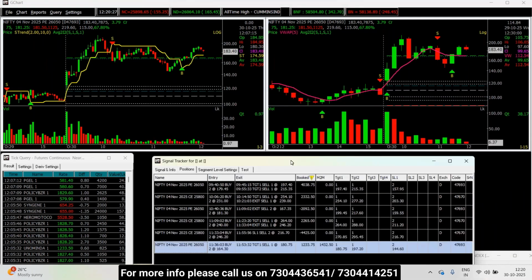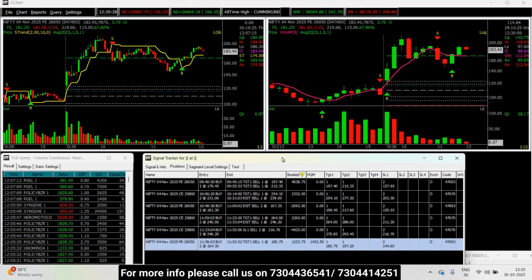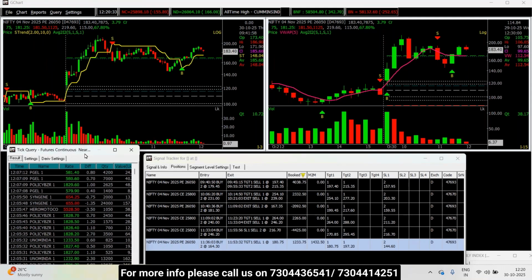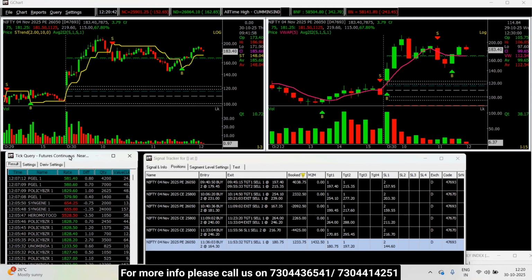And we have more features in Spider. So this is tick query, as you can see. Tick query is exactly like an alert system. So the stock names here we are getting. It's based on how the stock is performing.